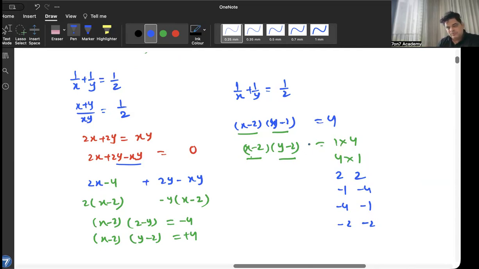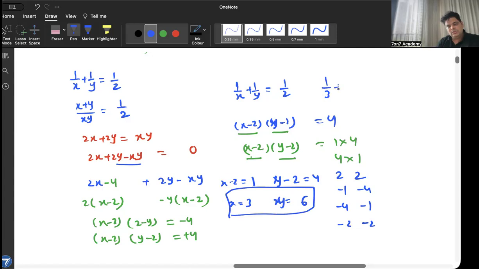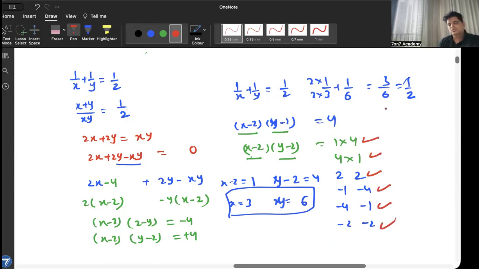If you solve it, first you take x minus 2 as 1 and y minus 2 as 4. So this would give x is equal to 3. This would give y is equal to what? 6. This is one solution. In fact, if you do 1 over 3 plus 1 over 6, if you take the LCM, multiply by 2, it becomes 3 over 6, so 1 over 2. Understand? If you take any of these, that would give you a solution. So how many options do we have? 1, 2, 3, 4, 5, 6. So this equation will give 6 solutions.